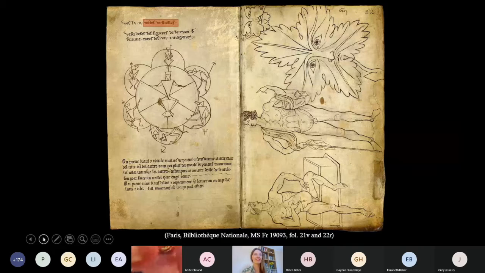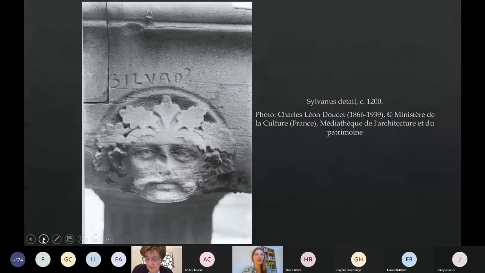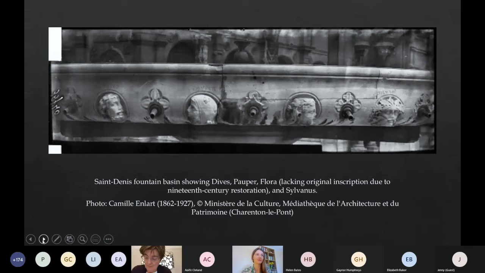So with that in mind, I'm now going to share some of my work on the fountain basin at the Basilica of Saint-Denis, which is perhaps the earliest survival of the foliate mask in Gothic sculpture, and also, in my opinion, perhaps the most enigmatic. So this stone lavabo or fountain basin was carved at the turn of the 13th century, around circa 1200, for the Abbey Cloister at Saint-Denis.